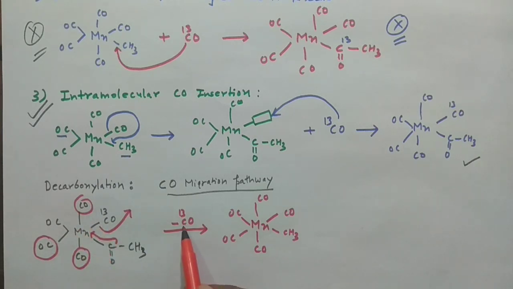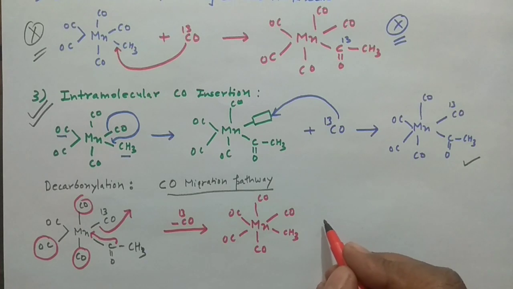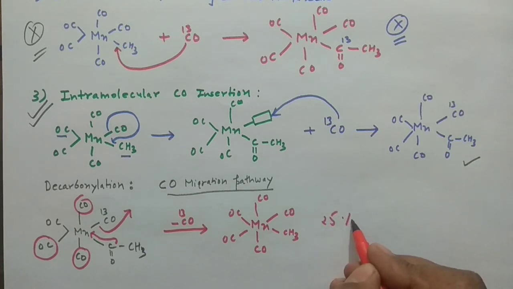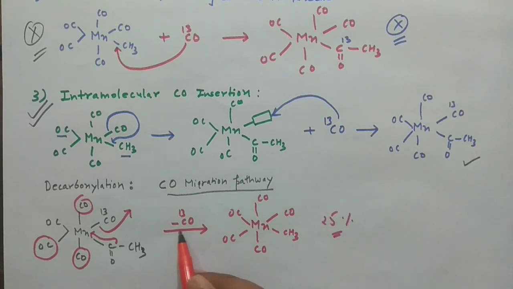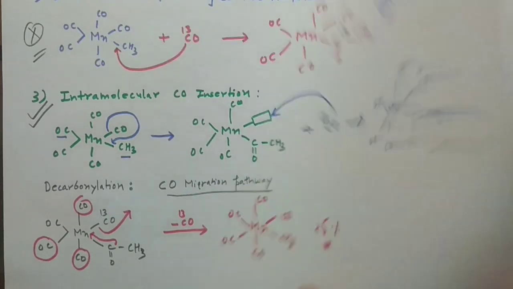So when you are removing this 13CO, what is the probability? It is only 25% probability to remove this particular labeled 13CO. So you will have the product which has an unlabeled carbonyl group. Okay, so this is 25% probability. And then, guys, I'm going to discuss the next one on the next page. You keep in mind this particular fact.